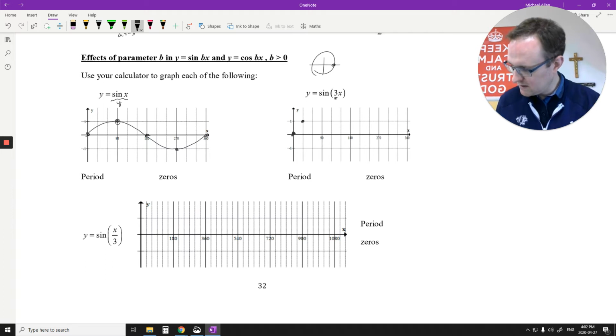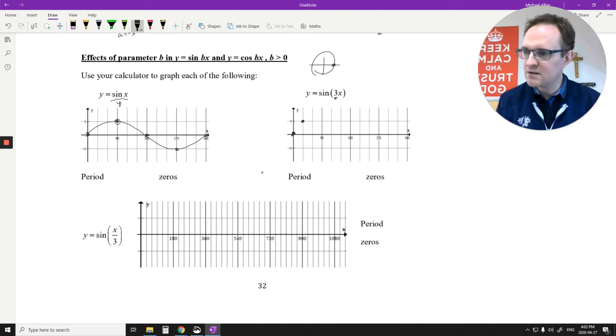180, what's 180 divided by 3? So 60. So this point 180 is now going to be 1/3 of what it was before, so it's going to be at 60. Then 270 divided by 3 is 90. So this point over here is going to be stretched in. So my graph is now going to look like this.